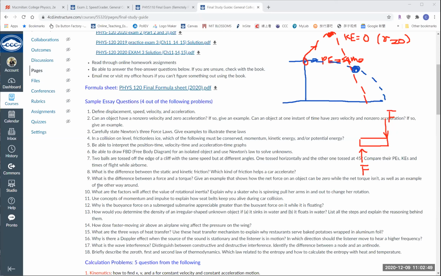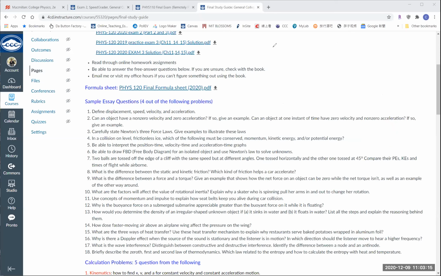Okay, let's look at which one. Number 13. How do you determine the density of an irregular shape object, if this one sinks or if this one floats? Let's make a picture real quick. I have a container over here. I have an object which is an irregular shape. Because it's an irregular shape, it's so hard to determine its volume.